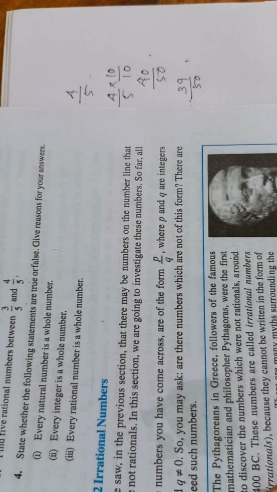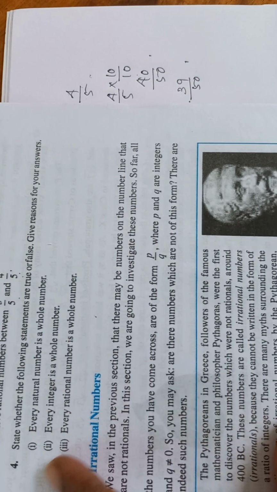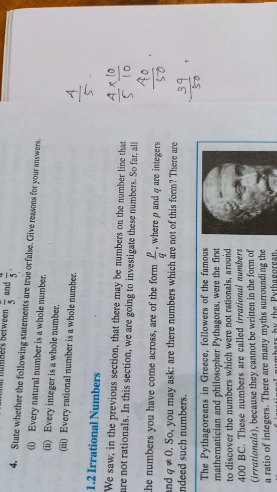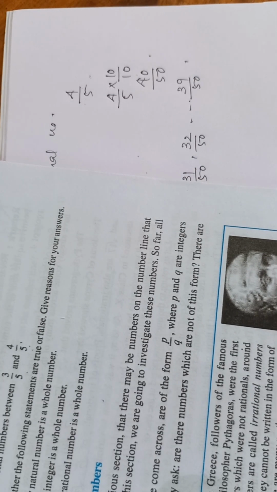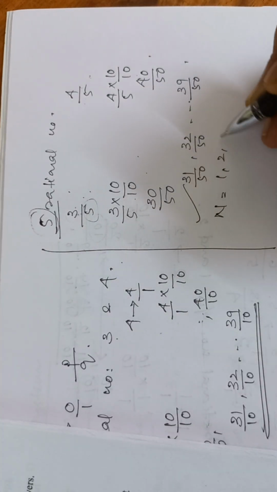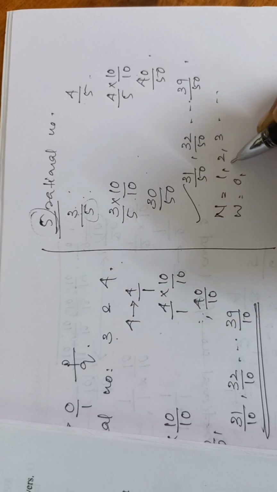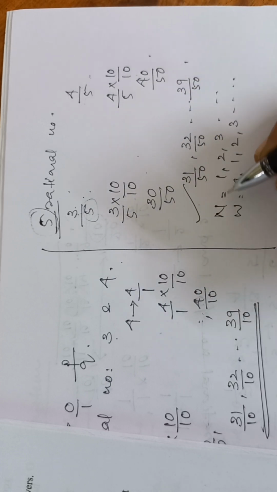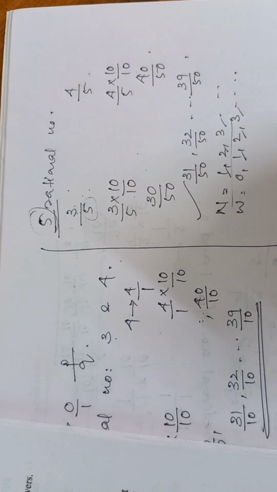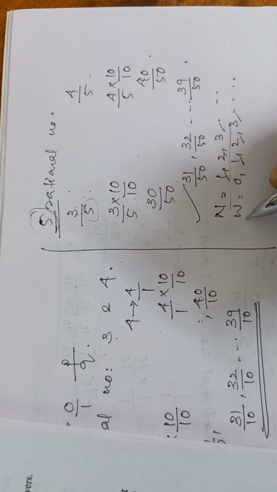The next question is to check whether these 3 statements are correct or not. First one is, every natural number is a whole number. Natural numbers, we know, are 1, 2, 3, and the whole numbers are 0, 1, 2, 3. Every natural number, 1 is there in the whole numbers, 2 is there in the whole numbers, 3 is there in the whole numbers. So every natural number is a whole number. But every whole number is not a natural number because 0 is not there. So the answer is yes. That is, every natural number is a whole number.